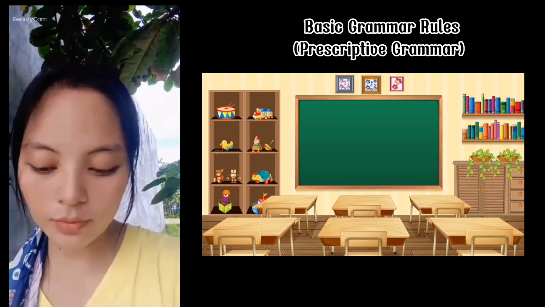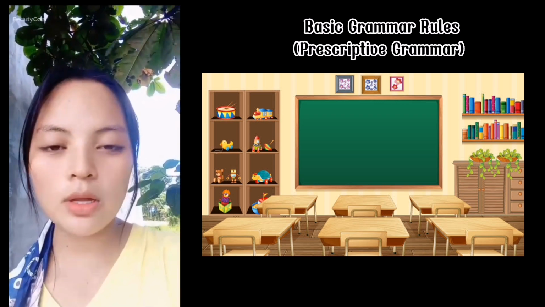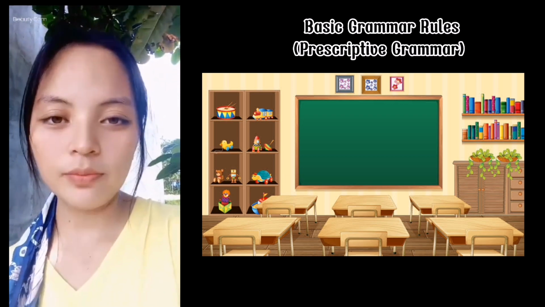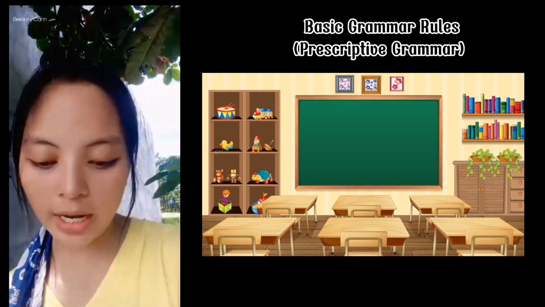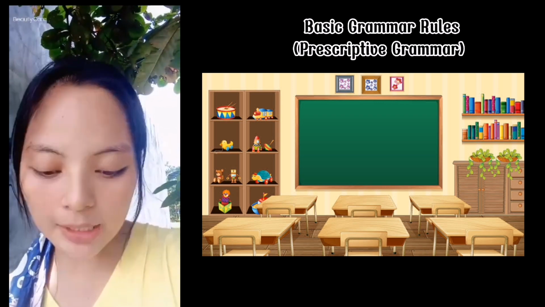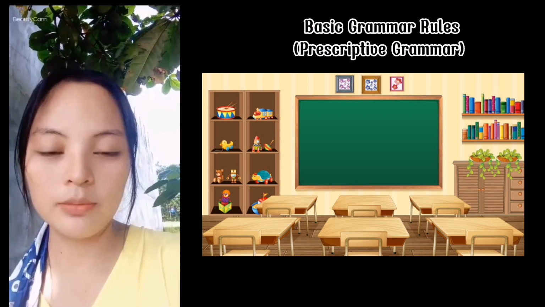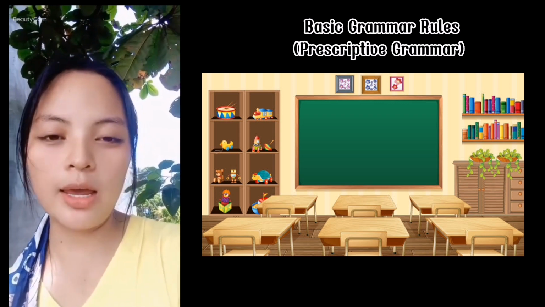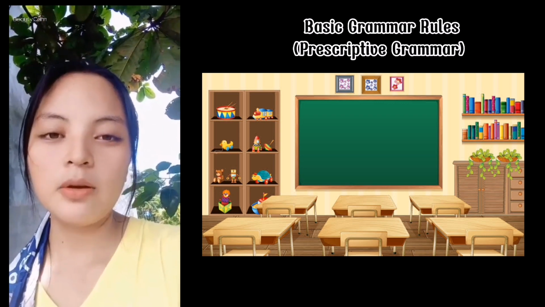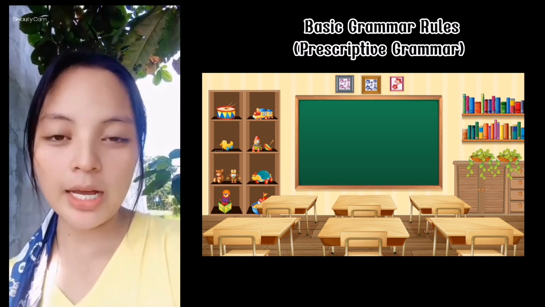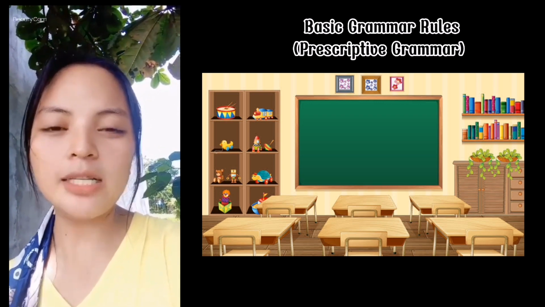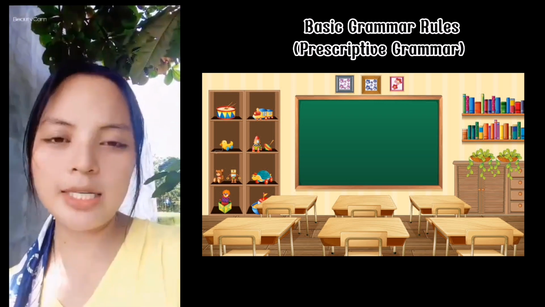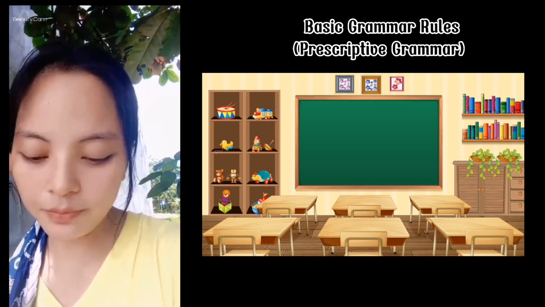Next, the third basic grammar rule of prescriptive grammar is subject-verb agreement. Subject-verb agreement means a subject and its verb must be both singular or both plural. Yes, when we use a singular noun, we must use a singular verb. The sentence should agree with each other, composed of a singular verb and a singular subject.